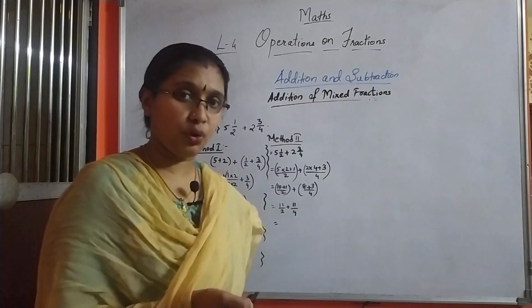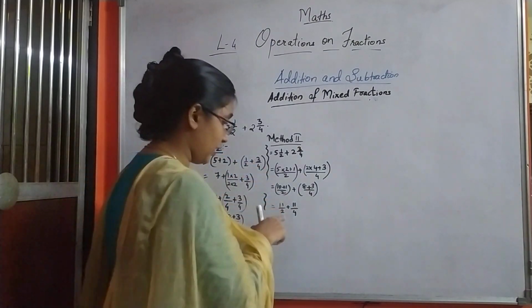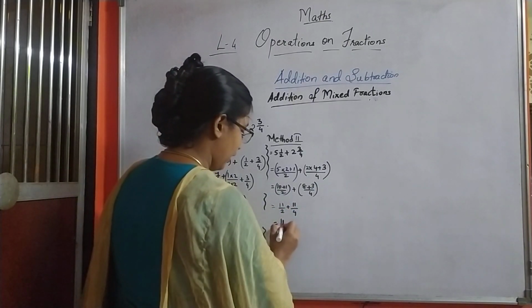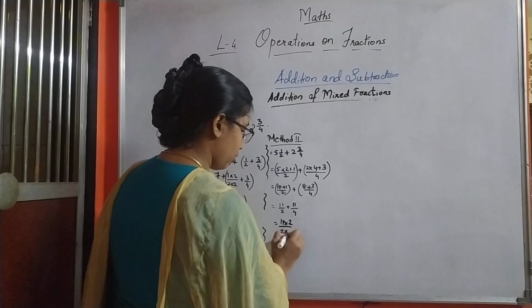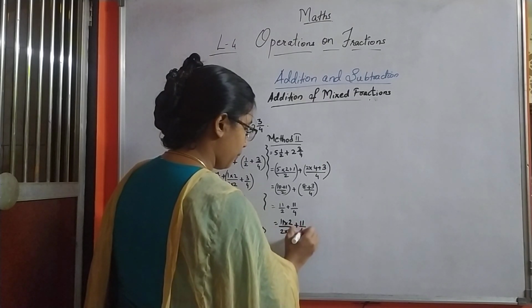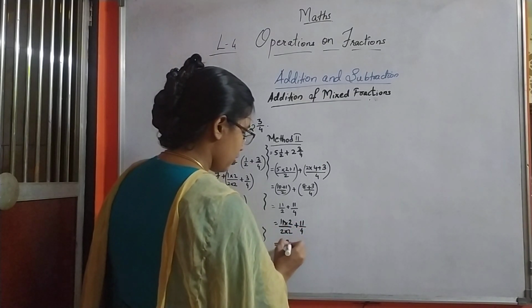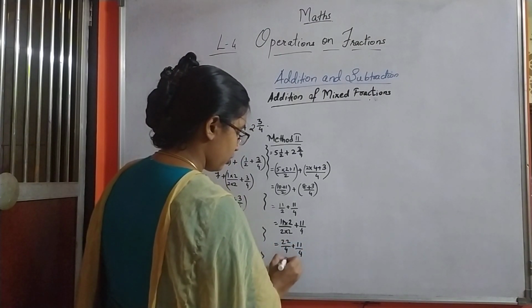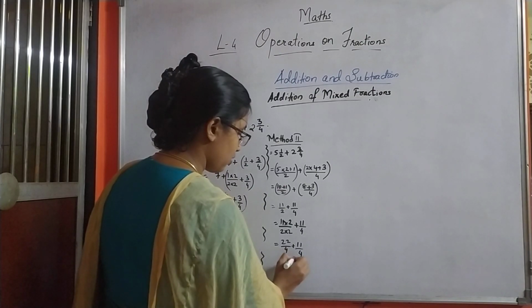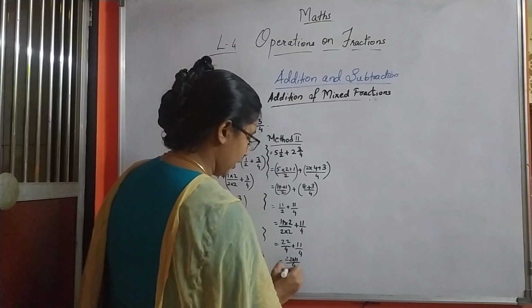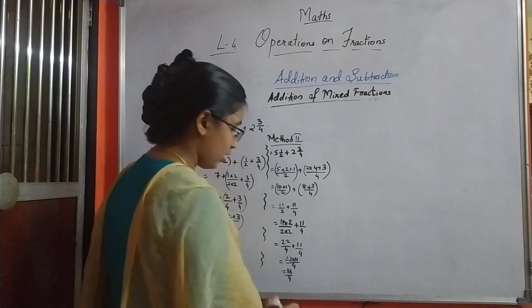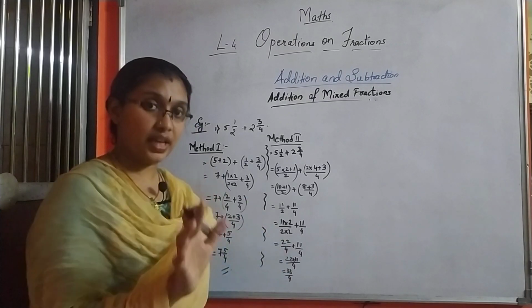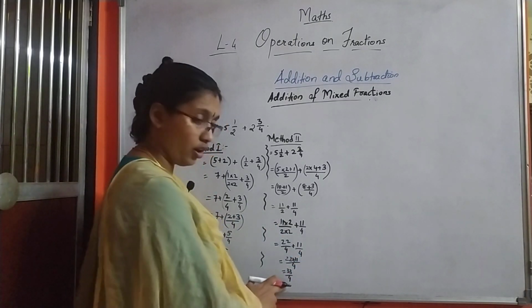So again 2 2s are 4. If we multiply 2 in the denominator to get 4, again I have to multiply 2 in the numerator. So 11 into 2 upon 2 into 2 plus 11 upon 4. 11 2s are 22. 2 2s are 4. So 22 plus 11 upon 4, I get 33 upon 4.